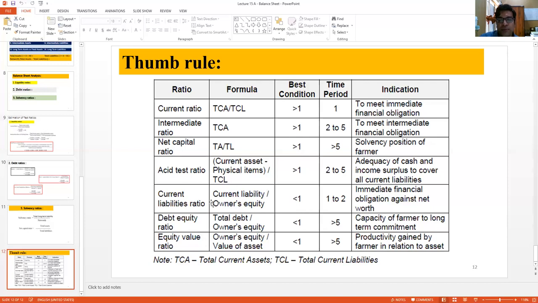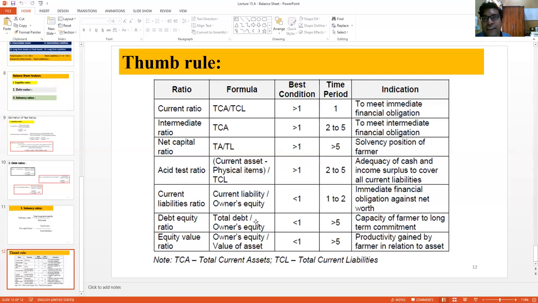So the farmer is able to meet any immediate financial obligation against net worth. Using this net worth or the equity remaining, the farmer is in a position to meet any immediate financial obligation of 1 to 2 years. That is called current liability ratio. Debt equity ratio, it means what? The capacity of the farmer for long-term commitment. Total debt upon owner's equity, if it is less than one, since it is less than one, the farmer can give any long-term commitment.